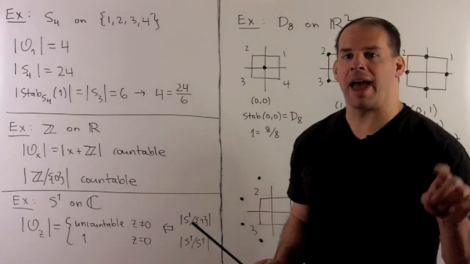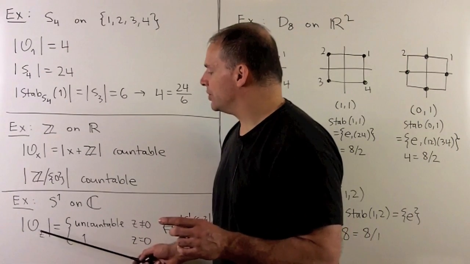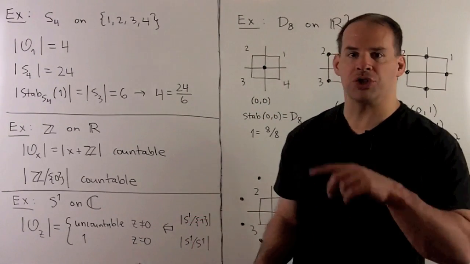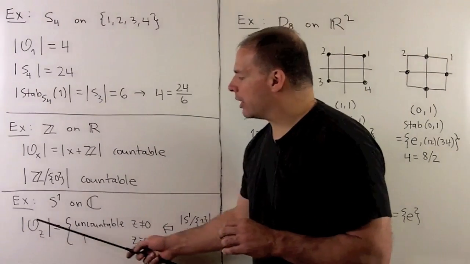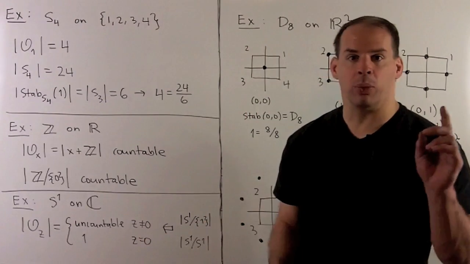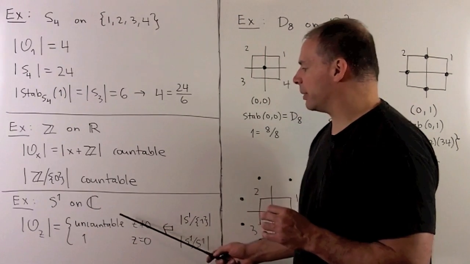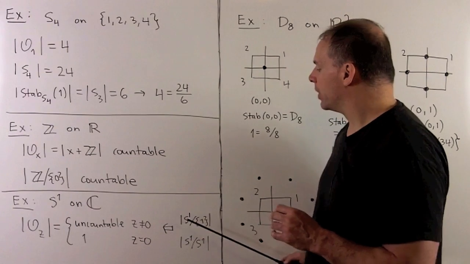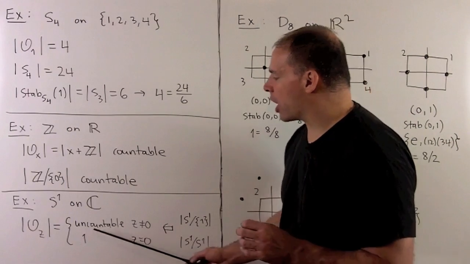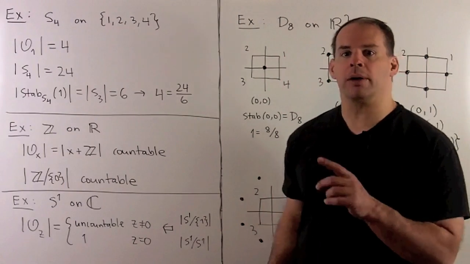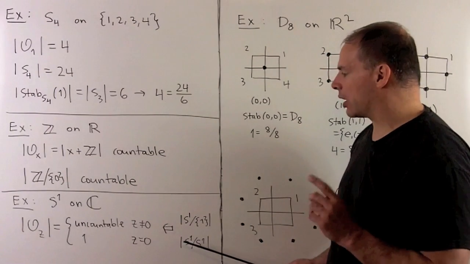If we take S1 acting on the complex plane, we have 2 cases. If z is not the origin, then our orbit's a circle, so its cardinality is uncountable. For the origin, cardinality of the orbit is just going to be equal to 1, because we have 1 point. Now, if we take quotient of S1 by the stabilizer, when z is not 0, stabilizer is just the point 1, so we have uncountable. If we consider the origin, then the stabilizer is all of S1. So we have S1 mod S1, and we have cardinality 1. So that checks out also.